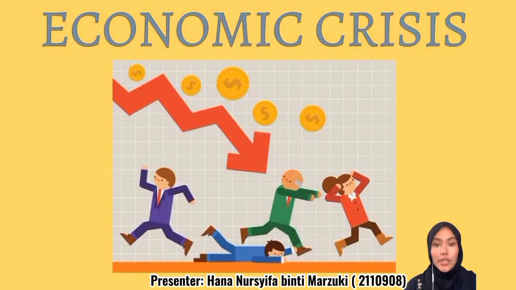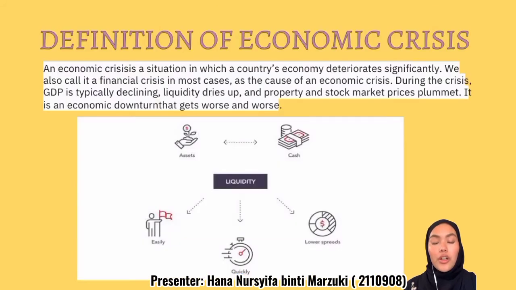So now let's look at economic crisis. We will be talking about the definition of economic crisis, the examples of economic crisis, and the history of economic crisis to further understand the causes and impacts of an economic crisis. The definition of an economic crisis is a situation in which a country's economy deteriorates significantly or plummets. It is also known as a financial crisis in most cases, and during this crisis, GDP is typically declining, liquidity dries up, and property and stock market prices plummet. It is an economic downturn that gets worse and worse.